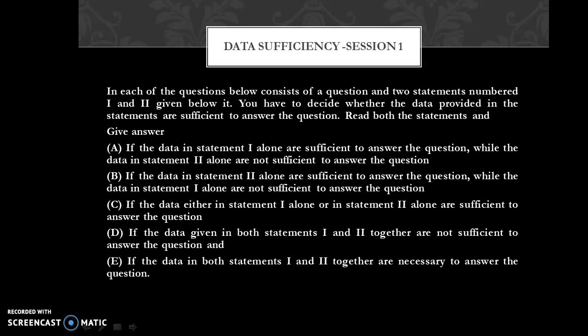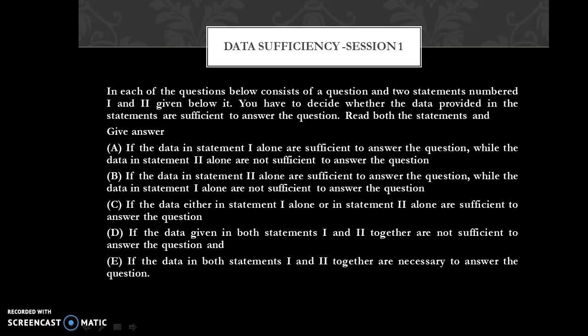Option A is the correct answer if the data in statement 1 alone is sufficient to answer the question. If the data in statement 2 alone is sufficient to answer the question, then option B is the correct answer. If the data in statement 1 or statement 2 alone is sufficient to answer the question, then option C is the correct answer.